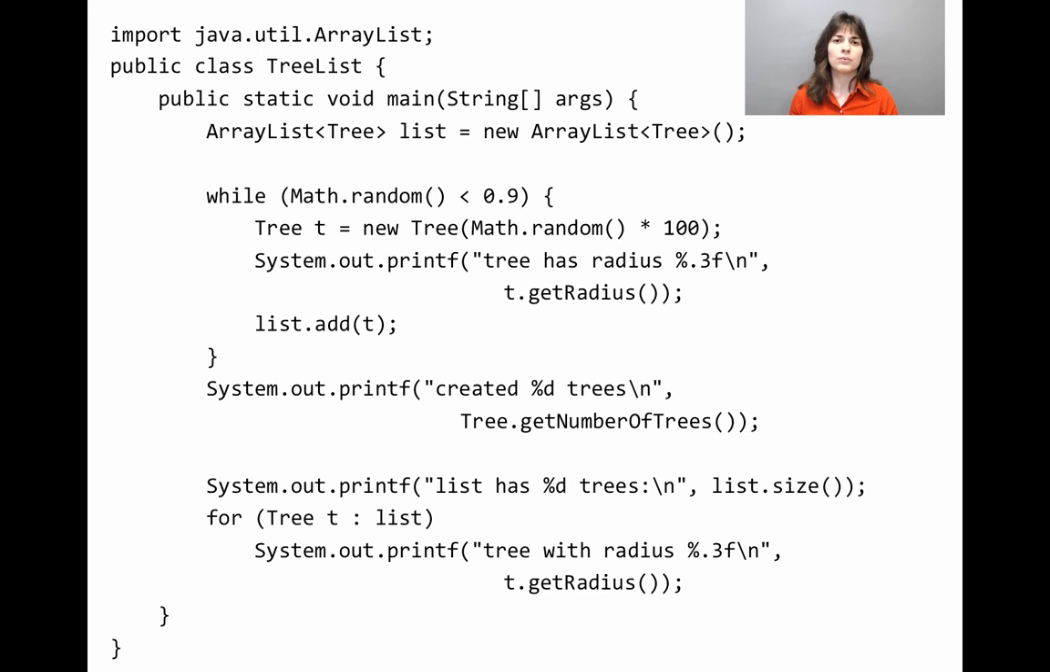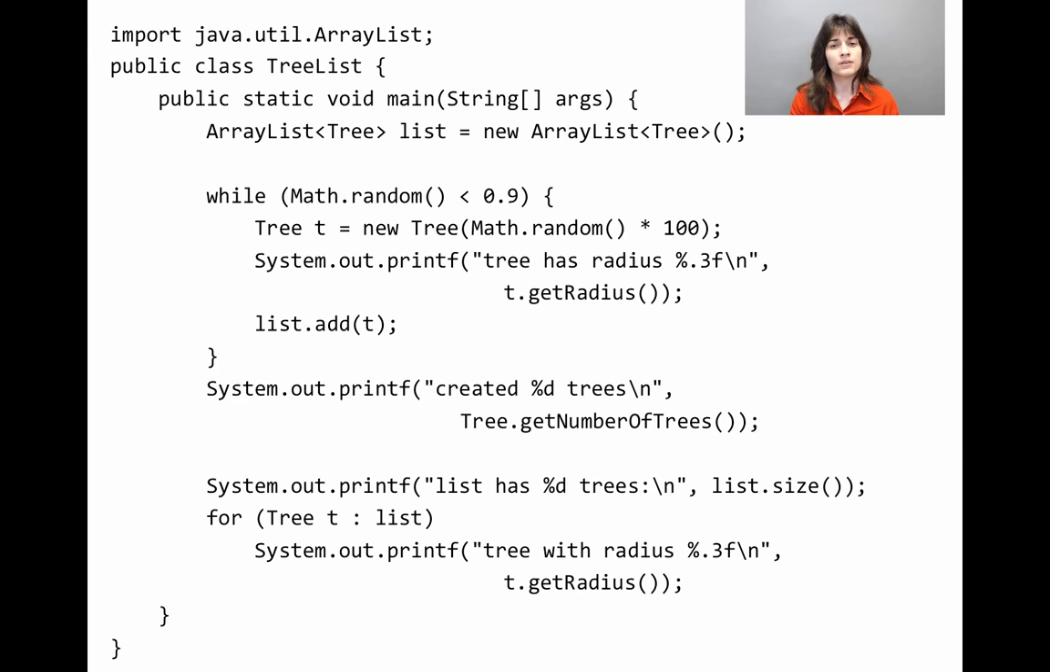Inside the while loop, we just create new Tree objects with random circumference. We are using the Math.random method. We are adding each of those trees to the ArrayList, and then we use the static method, getNumberOfTrees of the Tree class, to print how many trees we have just created. We are also double checking that this is exactly the same value as we get from the size of the list. When we print those two numbers, those should be exactly the same.